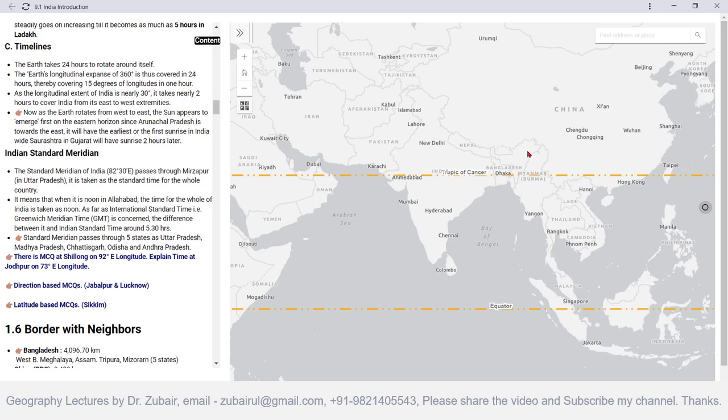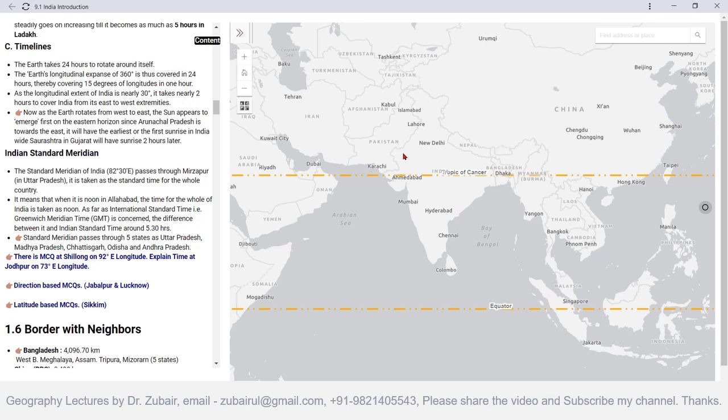As you know, the sun rises from the east. So the sun will rise first in Arunachal Pradesh. Thereafter it will come to the Gujarat part. So it takes 2 hours to reach from Arunachal Pradesh to Dwarka. Dwarka is in this part of Gujarat.